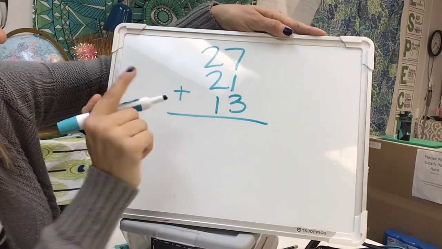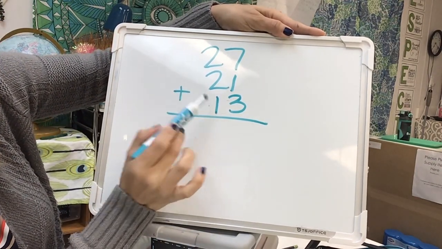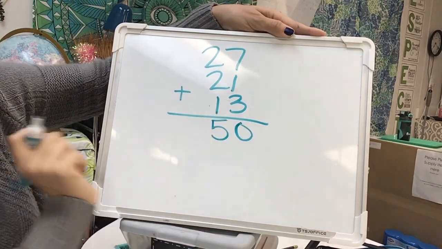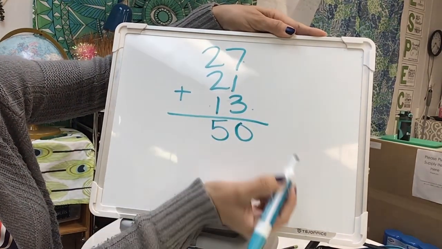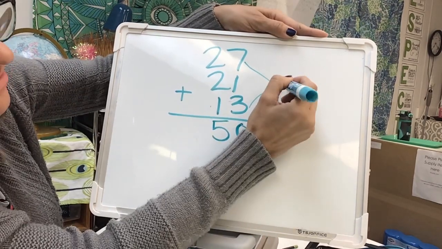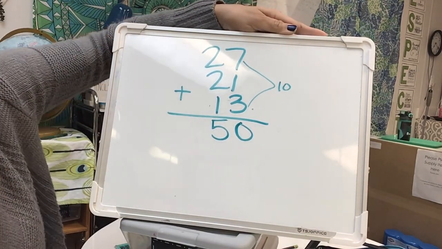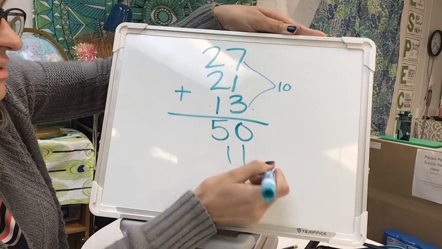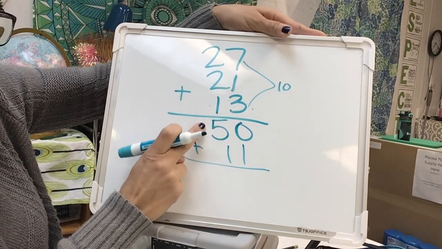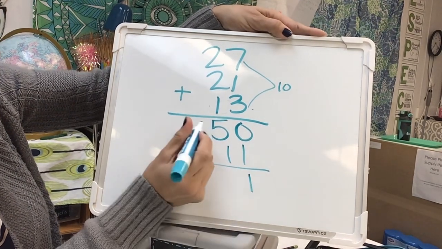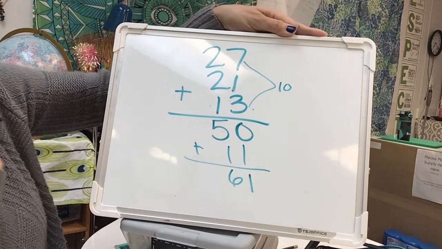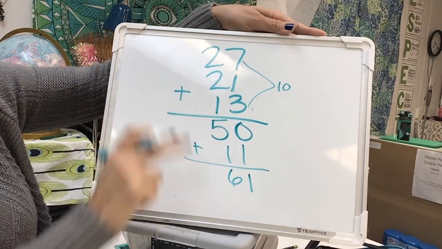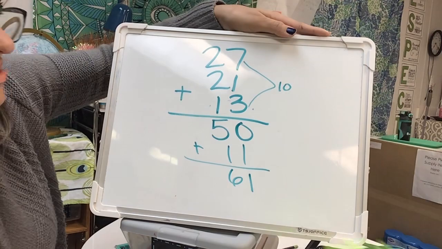Again, we're using partial sums. 2 plus 2 plus 1 gives us a value of 5 in our tens, so 50. 7 plus 3 equals 10, so I want to add that first. You might even draw a little spot to the side where you're saying, I added this and it was 10. 10 plus 1 more is 11. So my partial sums are 50 and 11. When I add 50 plus 11, the sum is 61. So 27, 21, and 13, when added together, have a sum of 61.